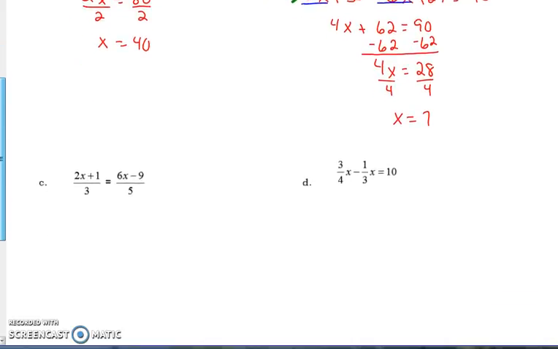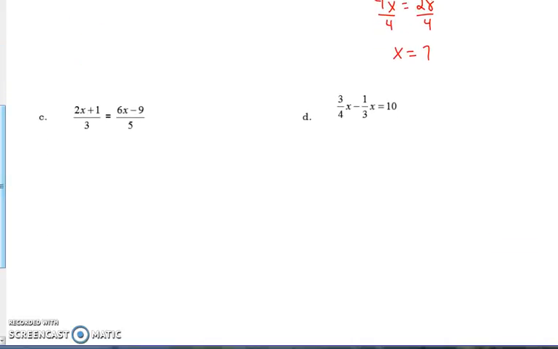Okay, for part C, we're going to do the same exact thing, except this time I want you to try it. I want, again, you to press pause on the video, see if you can find your common denominator by yourself, multiply both sides by that common denominator, reduce, and then solve your equation. When you come back to the video, I will have it complete.